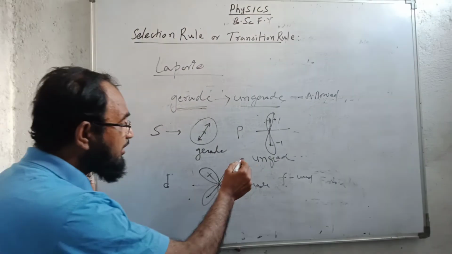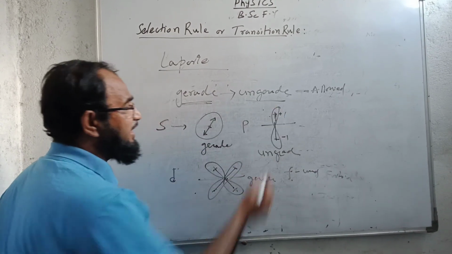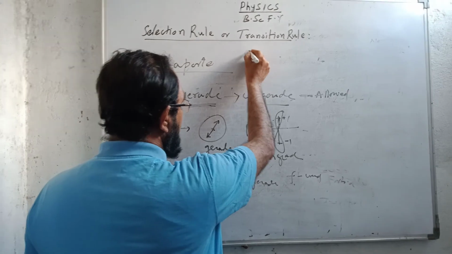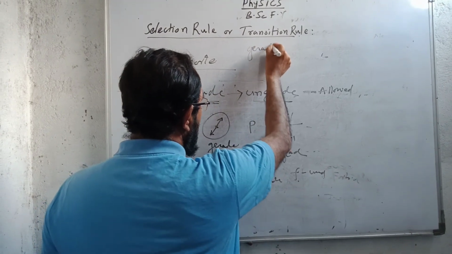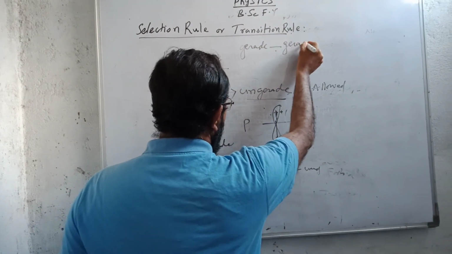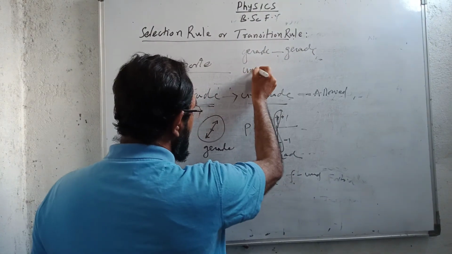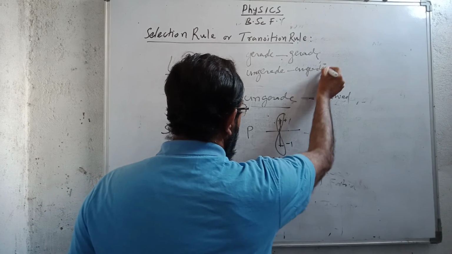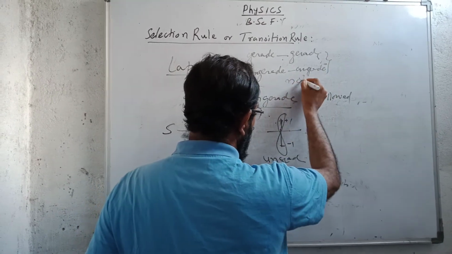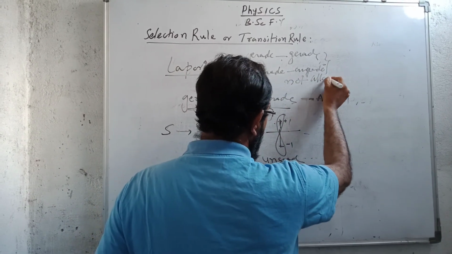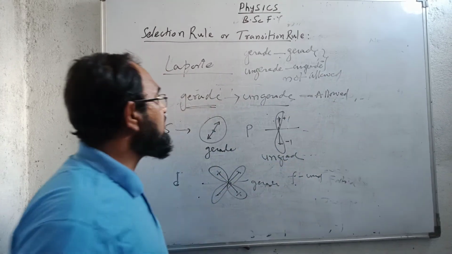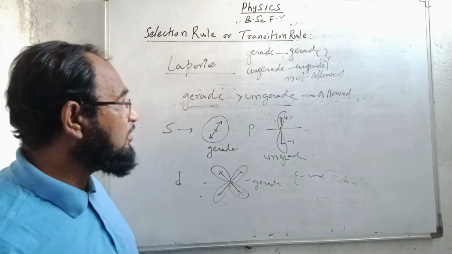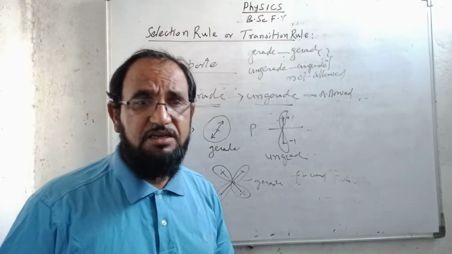But gerade to gerade or ungerade to ungerade transitions are not allowed, or forbidden. So in this way we can explain the selection rules for the transition of electrons. Thank you.